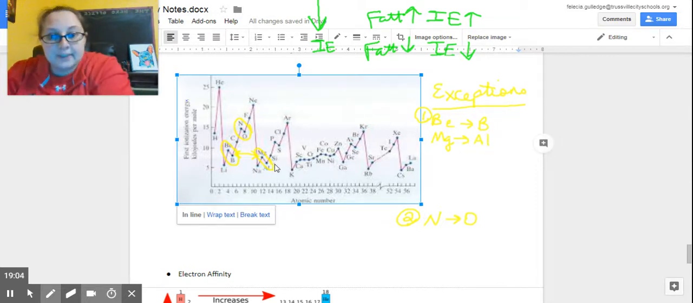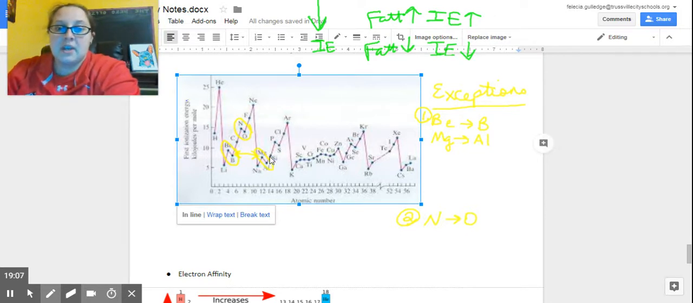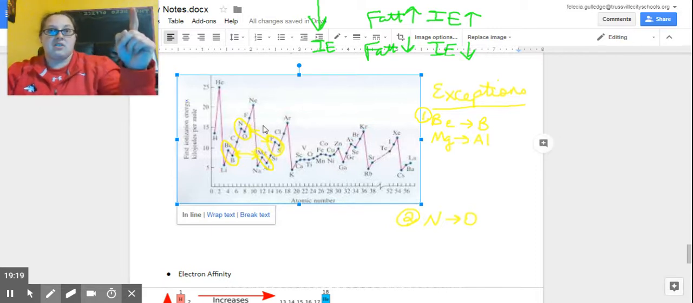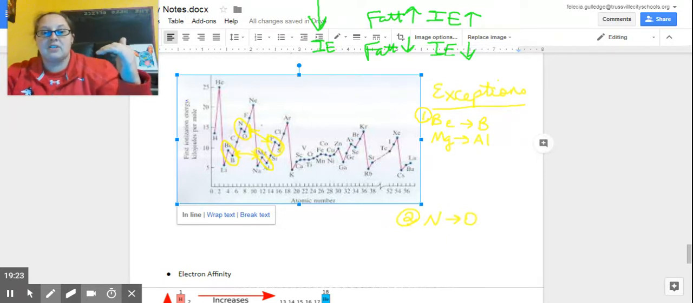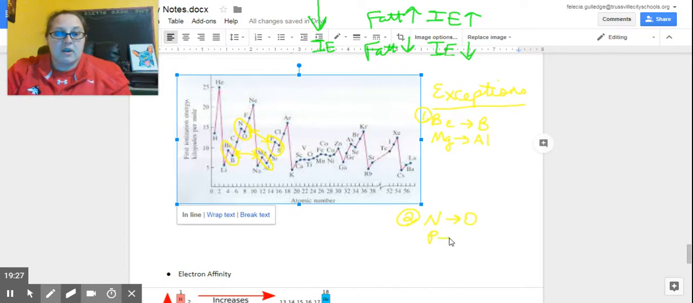Now let's keep going. We keep going, keep increasing. P to S, that's also an exception, right? Now, let's compare these two things on the periodic table. Nitrogen to oxygen, and then you have phosphorus to sulfur. Guess what? They're right underneath each other. So something's happening there. So we're also going to talk about this guy being an exception as well.